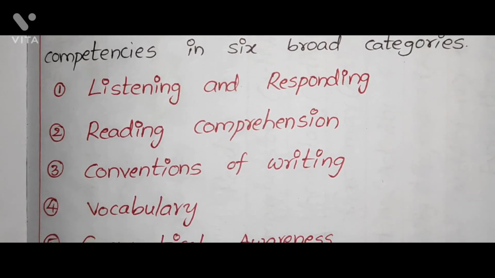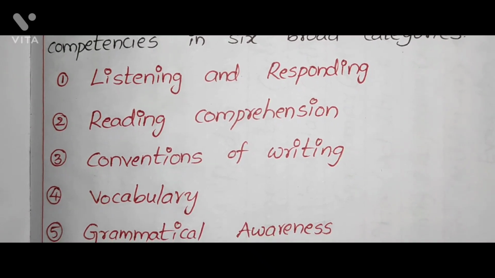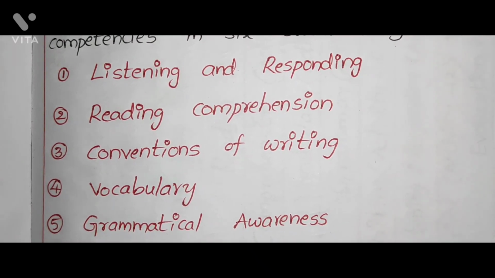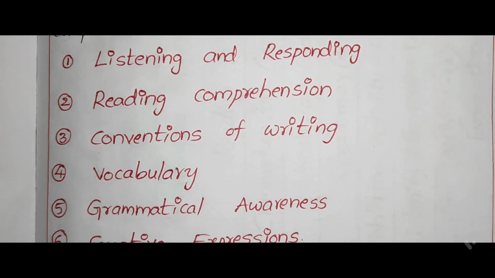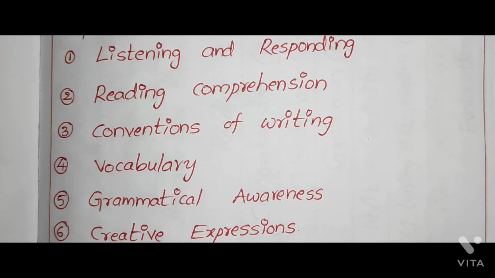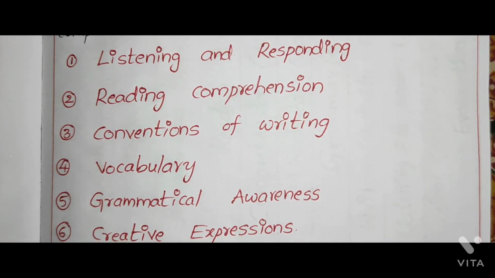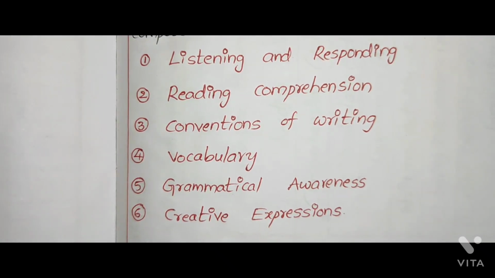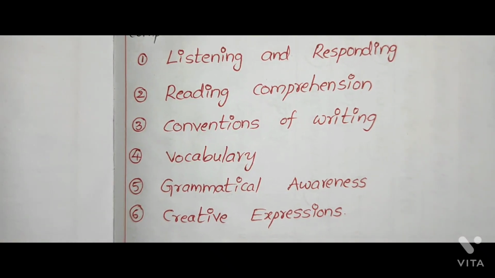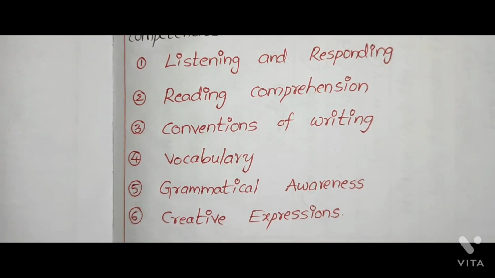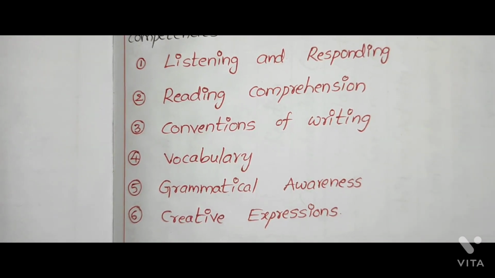We can put language competence in 6 broad categories: listening and responding, reading comprehension, conventions of writing, vocabulary, grammatical awareness, creative expression. Listening and responding. Listening is a cognitive process. Responding should follow listening. Reading comprehension: reading fluently with enjoyment, reading with interest. Conventions of writing. Writing is expression of oneself using accepted written symbols.